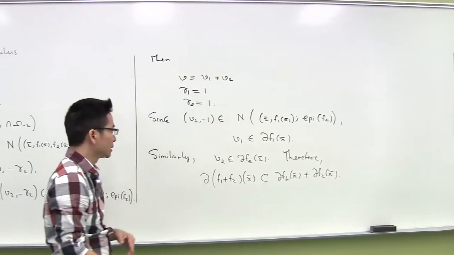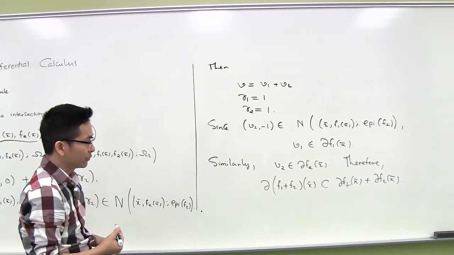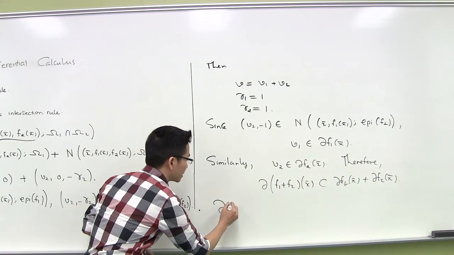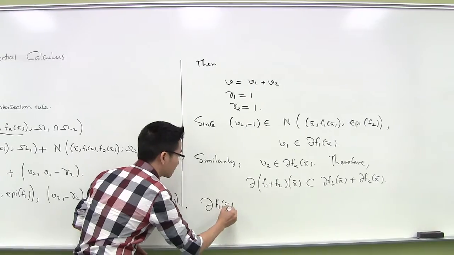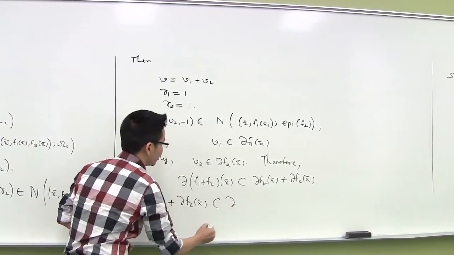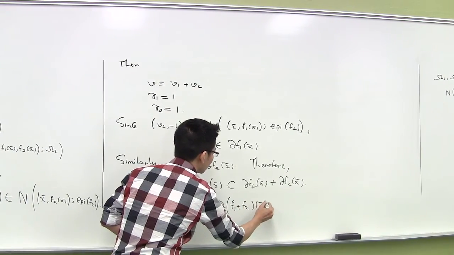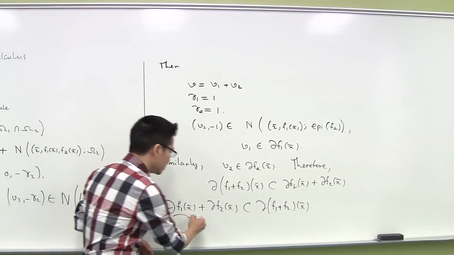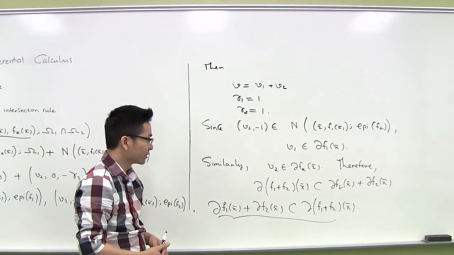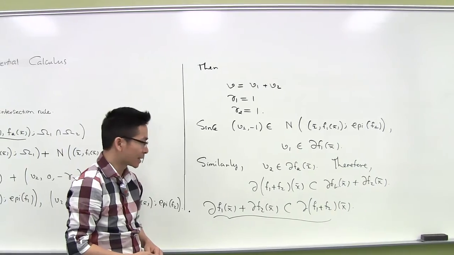Okay. Now, the remaining part of the proof is the following. We have to show that the sum of the subdifferential of f1 at x bar and f2 at x bar is a subset of the subdifferential of the sum function. Okay. However, this proof is very, very easy. Okay, I'm going to give you a hint of the proof of this part, and then we can prove it as an exercise.